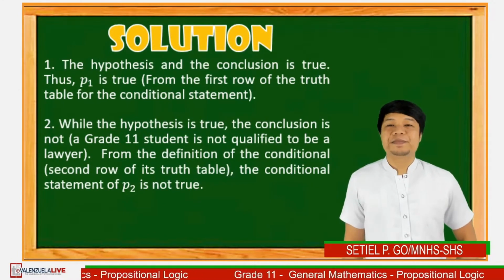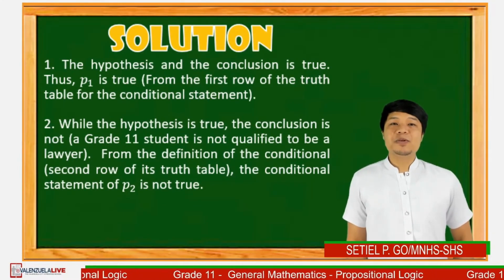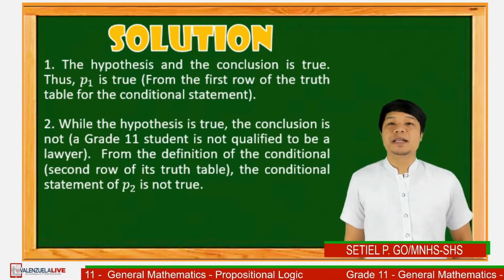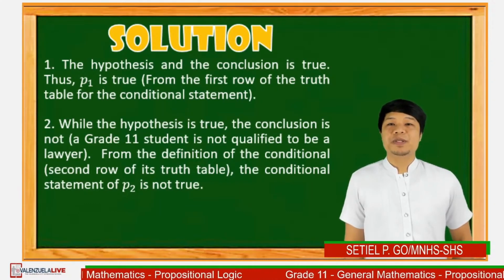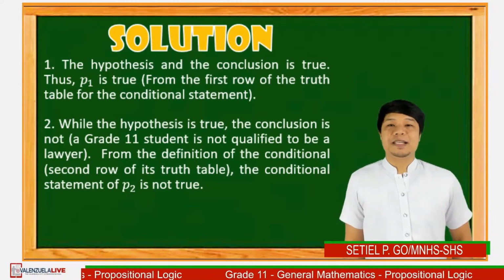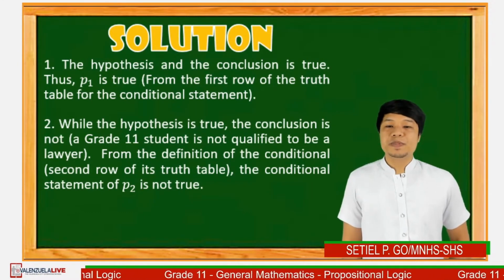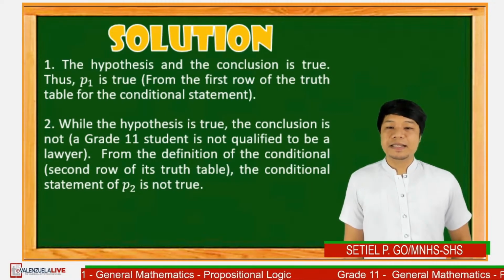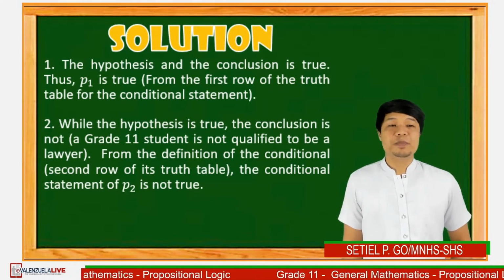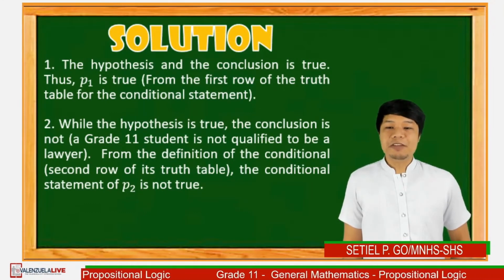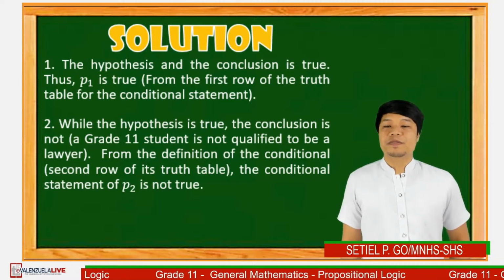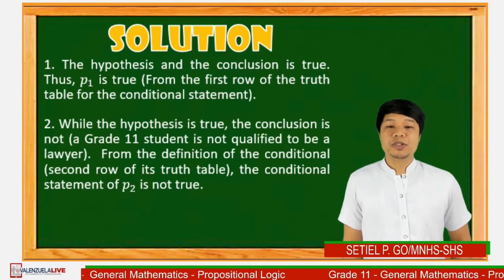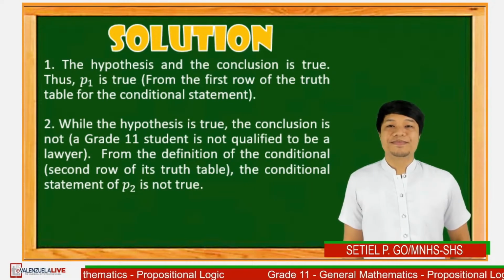Let's have the solution. Number 1, the hypothesis and the conclusion are true. Thus, P1 is true from the first row of the truth table for the conditional statement. While number 2, the hypothesis is true, the conclusion is false, because grade 11 students are not qualified to be lawyers. From the definition of the conditional, the second row of its truth table, the conditional statement P2 is not true.